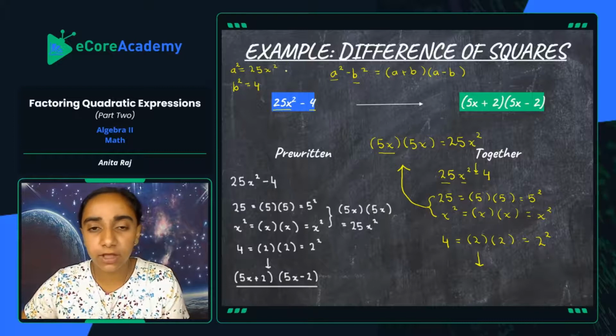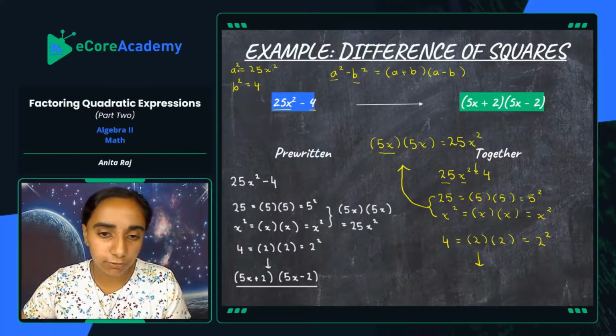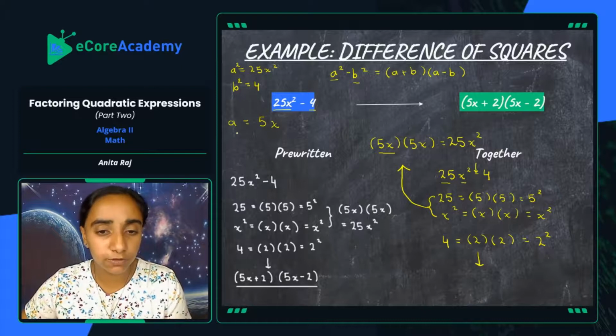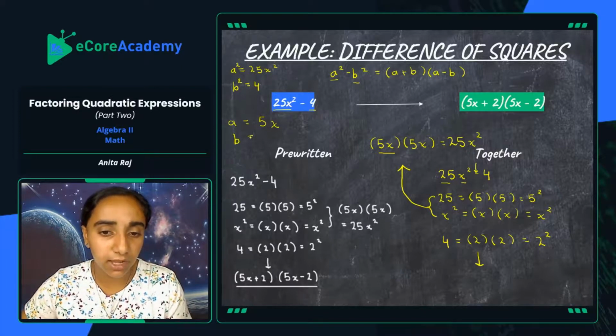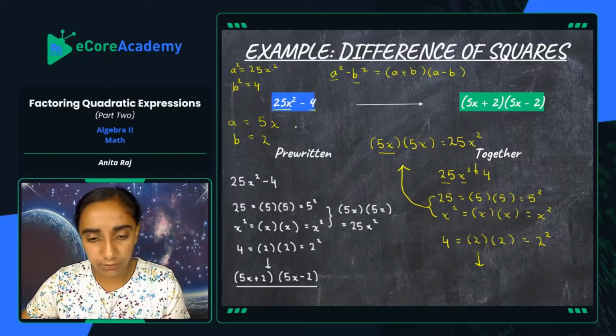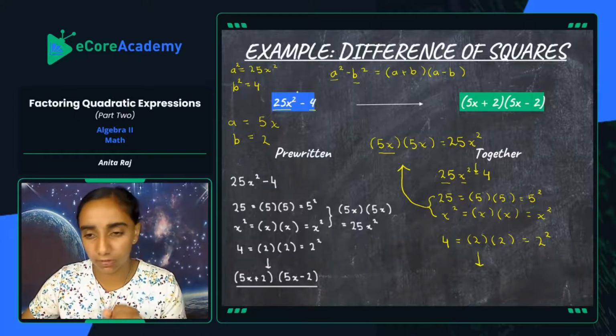So how do we find the value of just a and b? Well, you have to square root both sides. The square root of a squared is just a. The square root of 25x squared, as we said over here, is 5x, because 5x times 5x is equal to 25x squared. The square root of b squared is just b. And the square root of 4 is 2, as we said down here. So we know that a is equal to 5x and b is equal to 2. Hopefully that misconception is cleared up, because I don't want you guys to get tripped up on that.